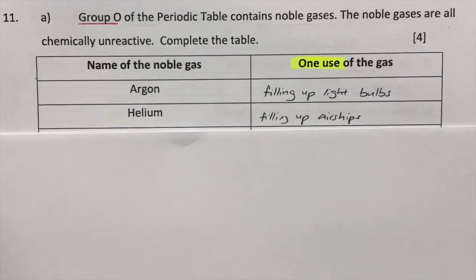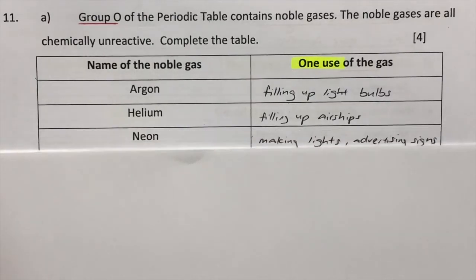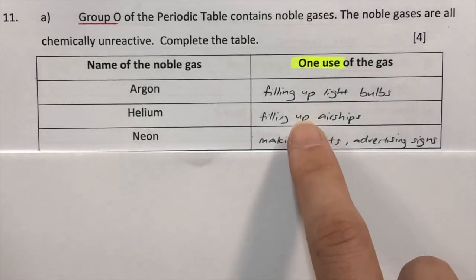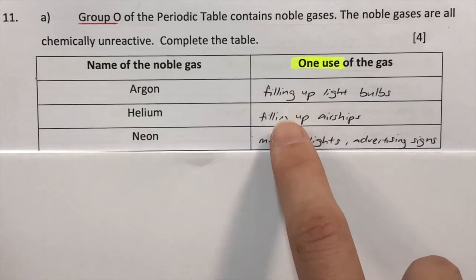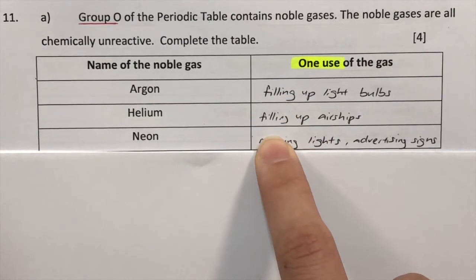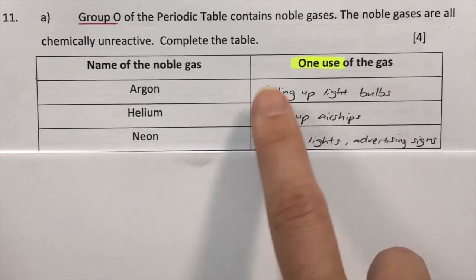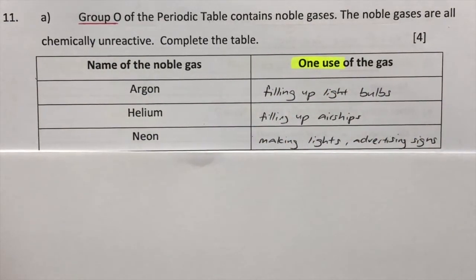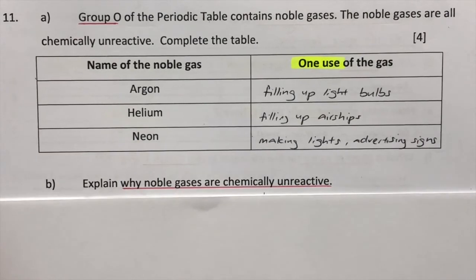The use of helium is to fill up airships. And we have neon that is used to make lights and advertising signs. The key words you must make sure you write are filling and making. You cannot just say it's used for light bulbs. You must have the words filling up and making. That's for 11A. Next, 11B.